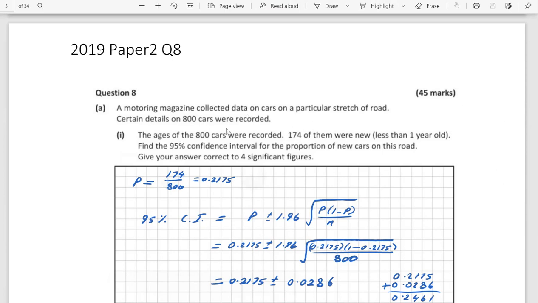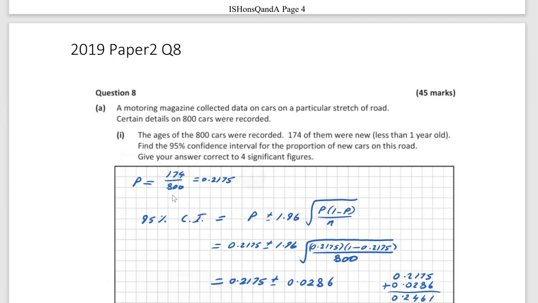If we read this carefully, a motoring magazine collected data on cars on a particular stretch of road. So data on 800 cars was recorded. That's your sample size, 800, that's n. We're recording the ages of the cars. 174 of them were new. So now we have a proportion in our sample: 174 out of the 800 were new. That's your p hat, your proportion in your sample.